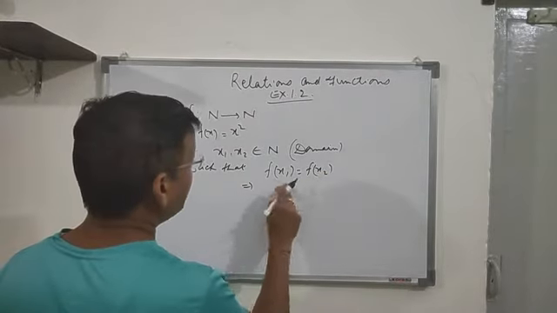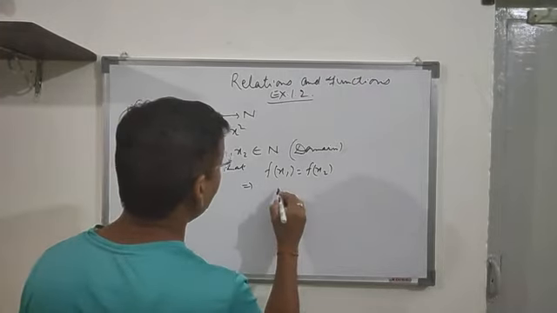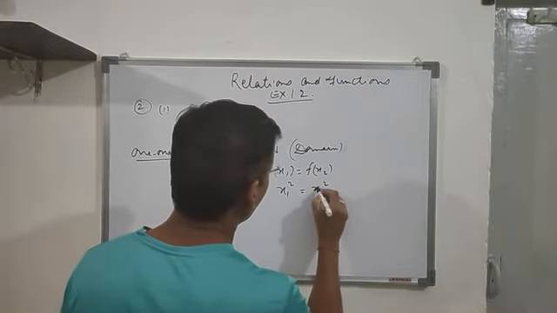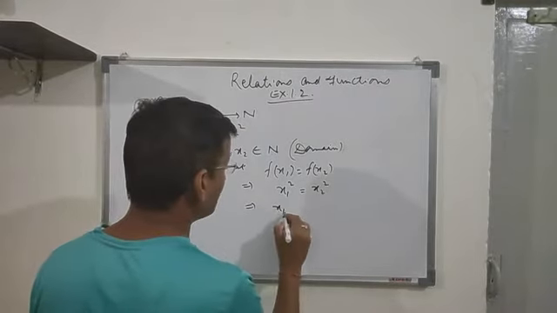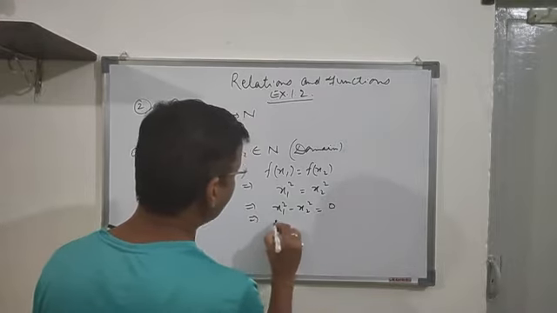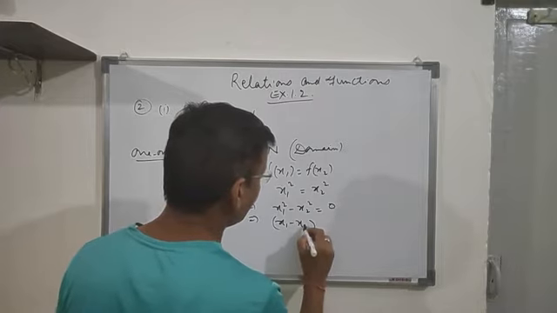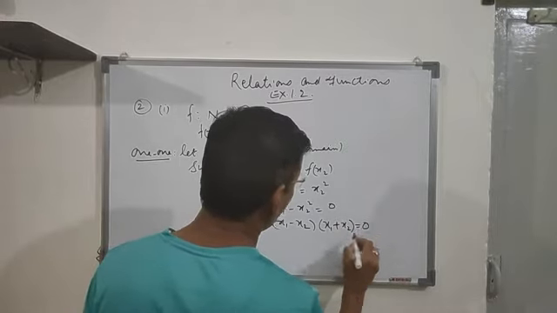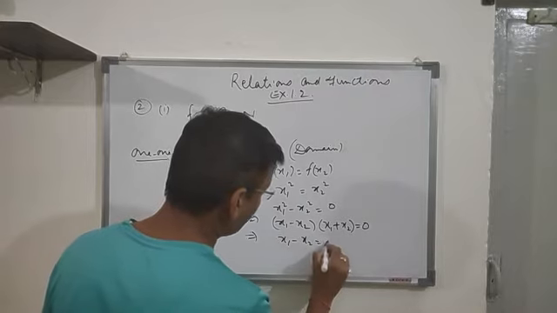This implies, if f(x1) equals f(x2), let's put the value of x in the definition of the function. So that comes out to be x1 square equals x2 square. Now we cannot cancel it. So this implies that x1 square minus x2 square equals 0. Let's factorize it: (x1 minus x2)(x1 plus x2) equals 0. This implies that x1 minus x2 equals 0.